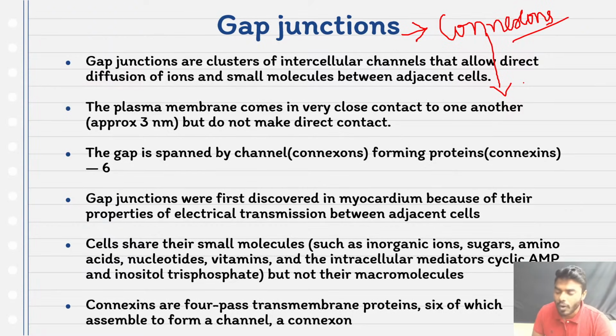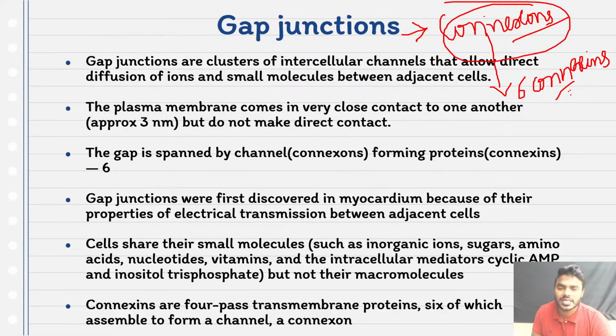Connexon is a polymer, right? So connexon is made up of monomers. How many monomers will come? Six monomers. What do you call every single monomer? Connexin. Six connexin molecules come close together and they form one connexon.